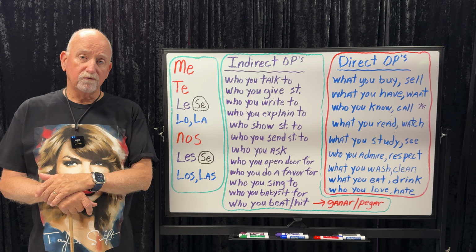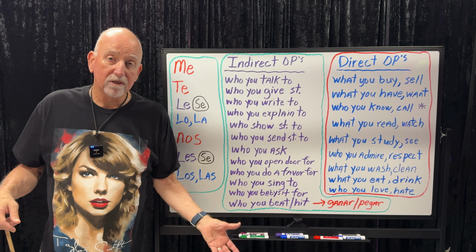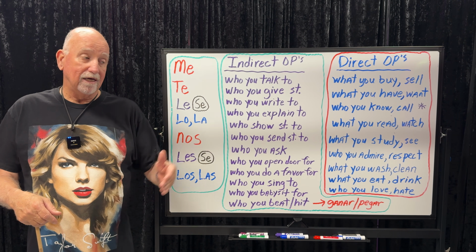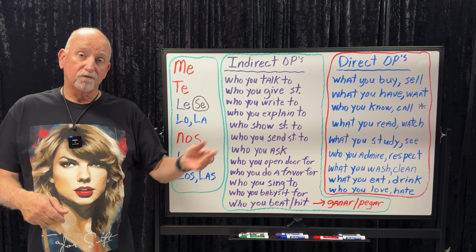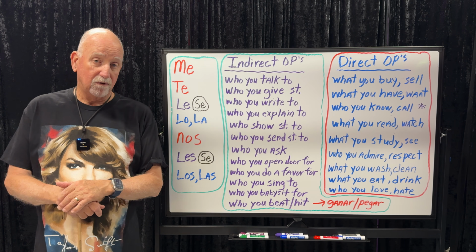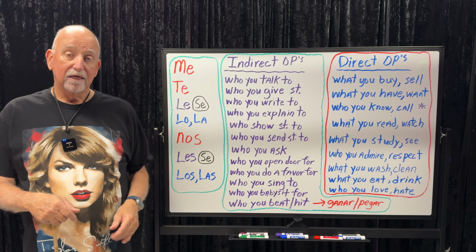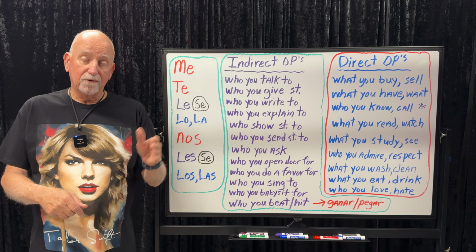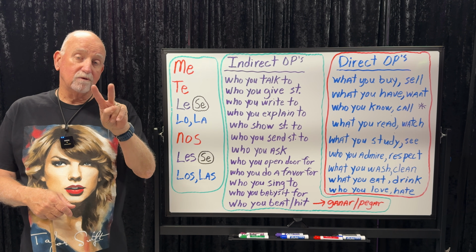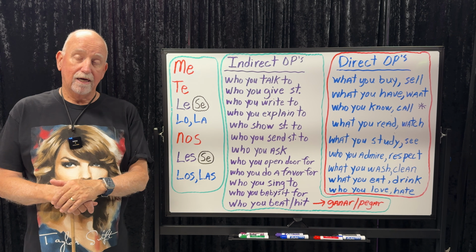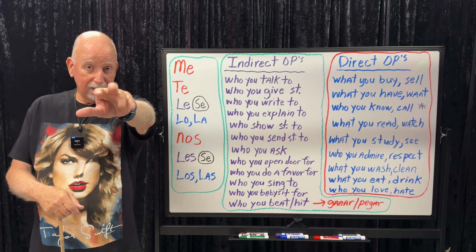Who you open the door for. Well, you don't open the person, you open the door, right? So, le abro la puerta a la señora. I open the door for the lady. If you want to replace the direct object la puerta with an object pronoun, it's going to be la. So there you go. I open it for her. Le la abro. You can't have two object pronouns together beginning with L. It would be se la abro. I open it for her. Abracadabra.